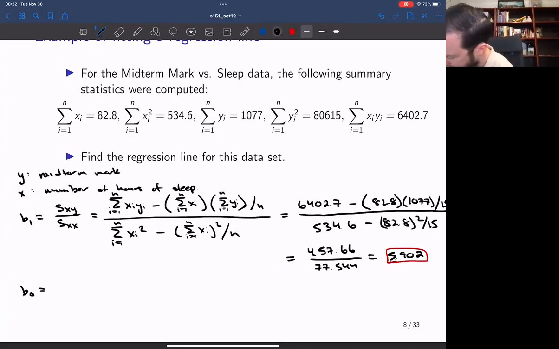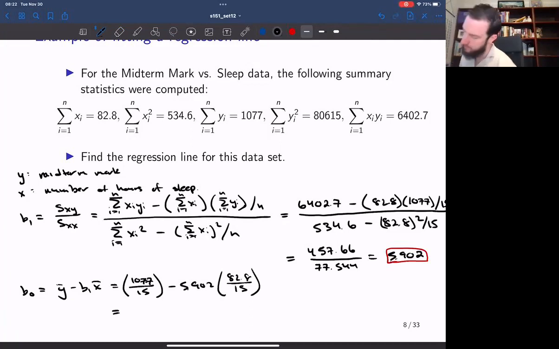Okay, and then B0 is going to be y bar minus B1 times x bar. So that's going to be 1077 divided by 15 minus 5.902 multiplied by 82.8 divided by 15. Okay, and that's going to be 39.221.